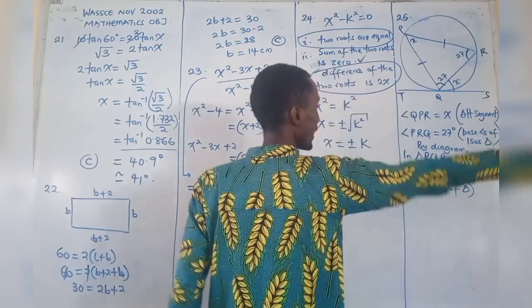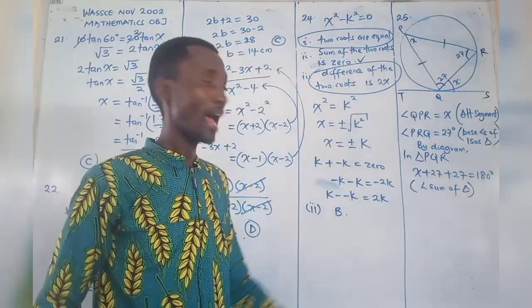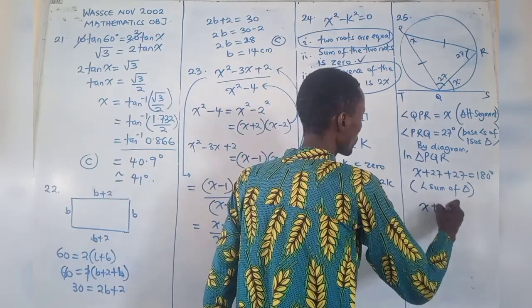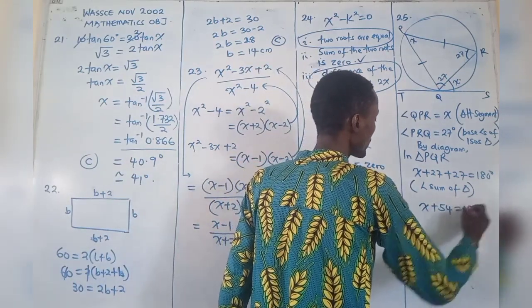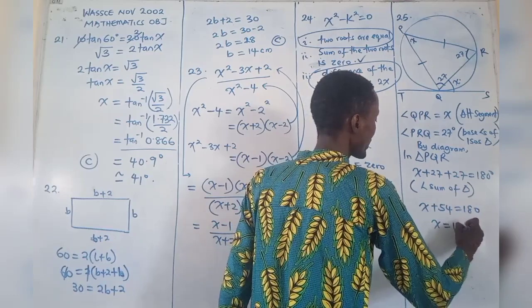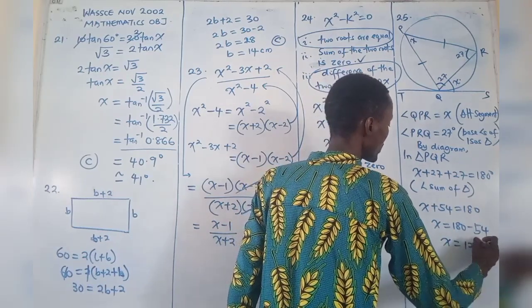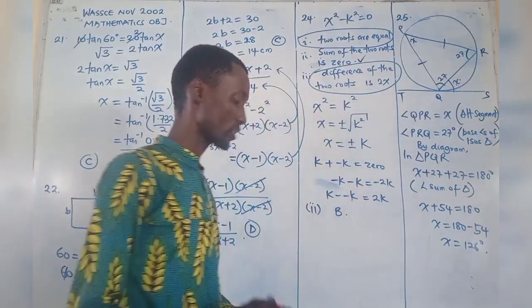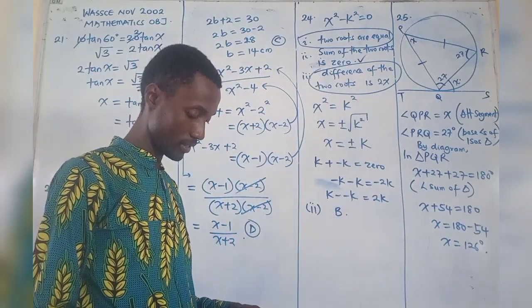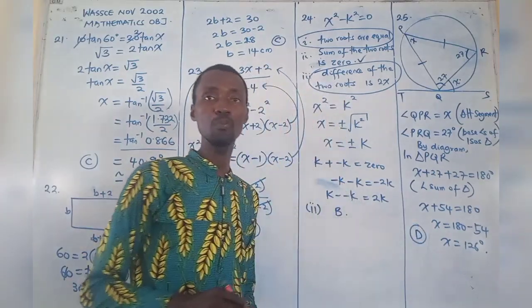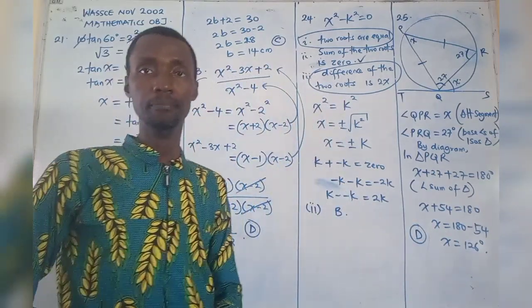I usually write it at the end there, but because I don't have enough space, I have to put it on that. Now, what that means is that x plus 54 is equal to 180 degrees, and x will be equal to 180 minus 54 degrees. X will be equal to 126 degrees. So the answer to this question will be what? 126 degrees. And if you solve that well in that exam, D will be your correct answer.